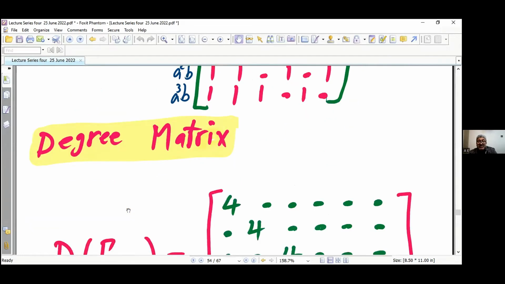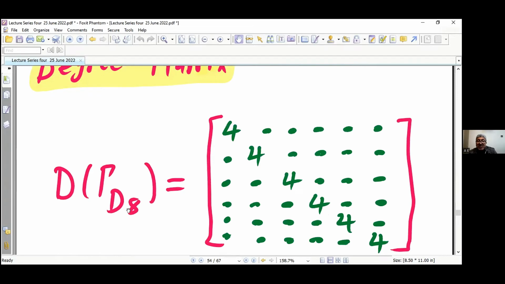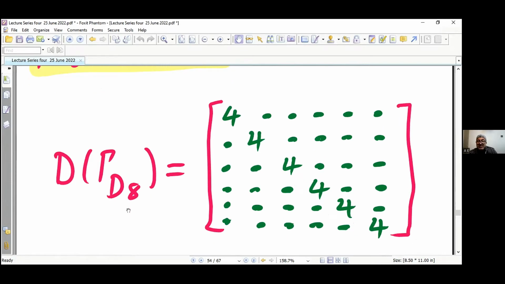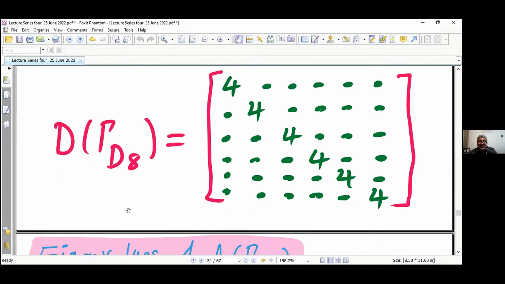For the degree matrix, we know the degree of each of these 6 vertices is 4. So the degree matrix is a 6 times 6 diagonal matrix, and the entries on the diagonal are all 4. So that's the degree matrix.